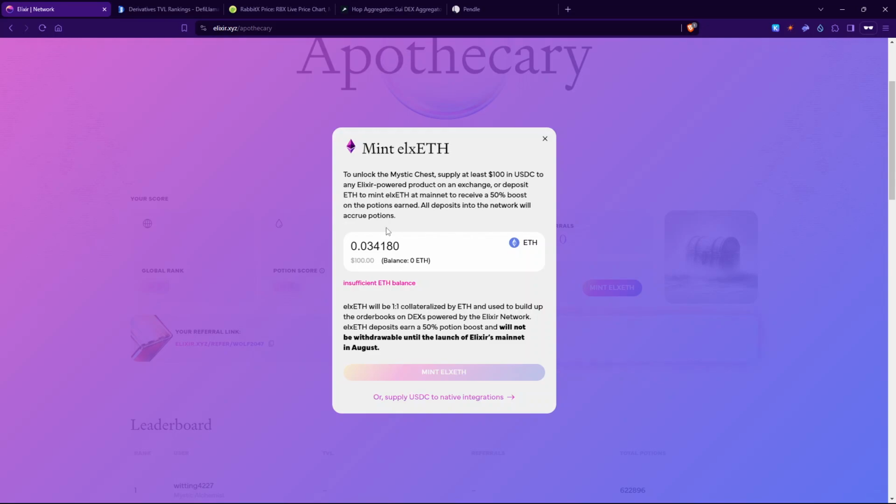So you can just provide Ethereum right now, and you can withdraw it right after the mainnet to avoid that if you want to. So that's the first way of providing liquidity.